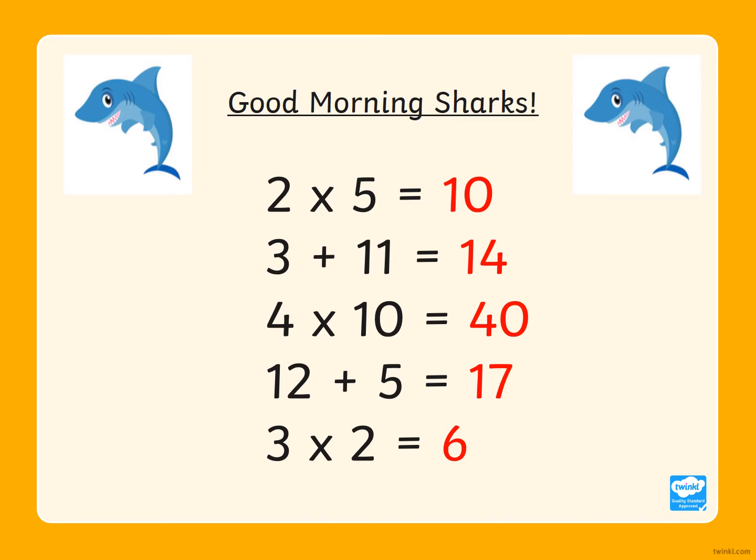3 add 11 equals 14. If I was doing this, I'd put the biggest number in my head, 11, put 3 fingers up, tap my head for 11, 11, 12, 13, 14. I'm using my counting on skills there to make it a little bit quicker.